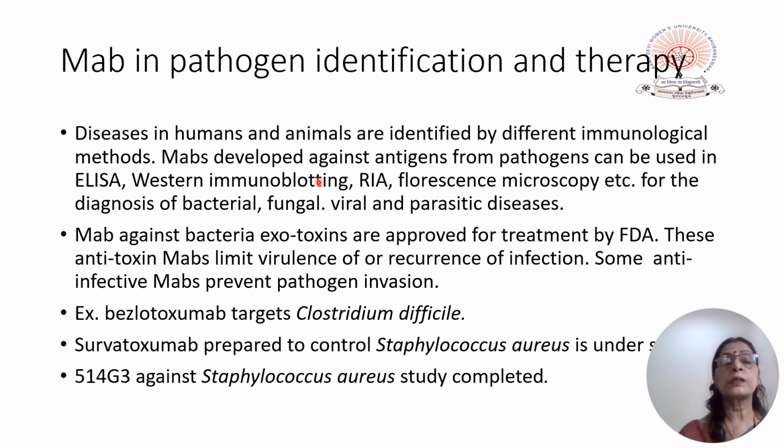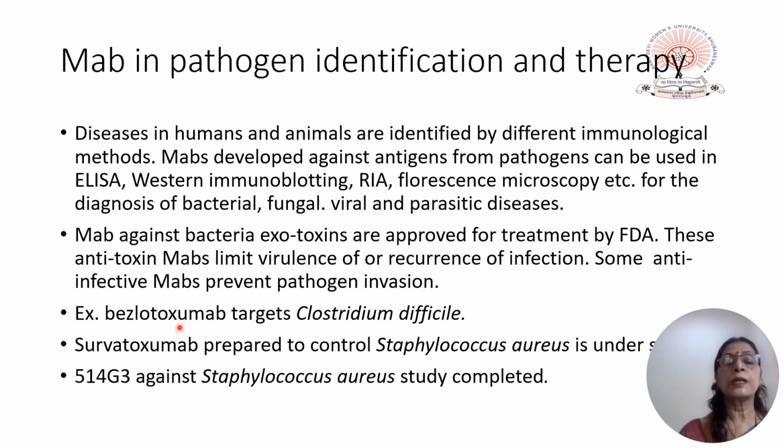MAB can also be used in the identification of pathogens and the treatment of pathogen-induced diseases, both in humans and animals. MABs developed against a specific antigen from the pathogen can be used in immunotechniques like ELISA, Western immunoblotting, radioimmunoassay, fluorescence microscopy, etc. for the diagnosis of specific bacterial, fungal, viral or parasitic diseases.